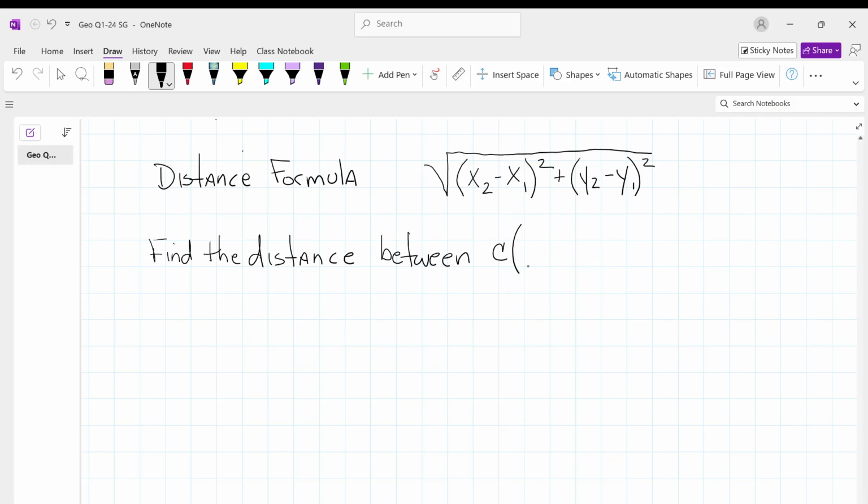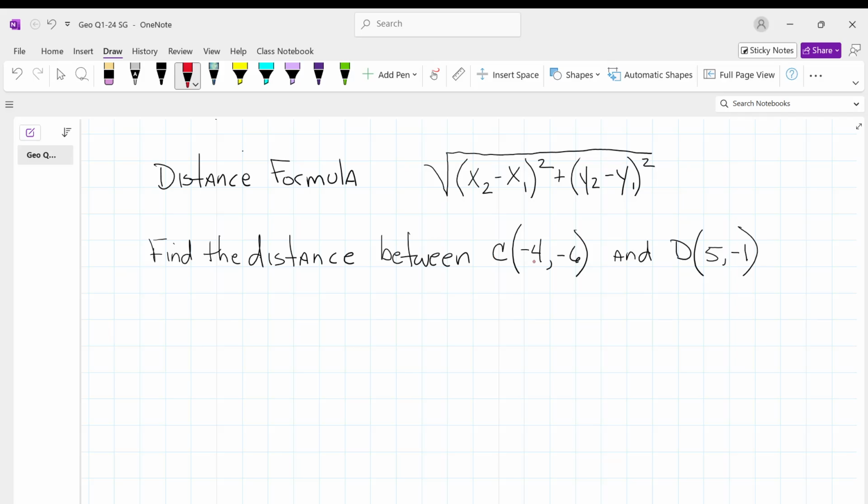So if you're asked to find the distance between point C, that's at negative 4, negative 6, and D, which is at 5, negative 1, here's the steps that you want to follow to find that distance. The first thing I would suggest that you do is you label these points. And here's what I mean.